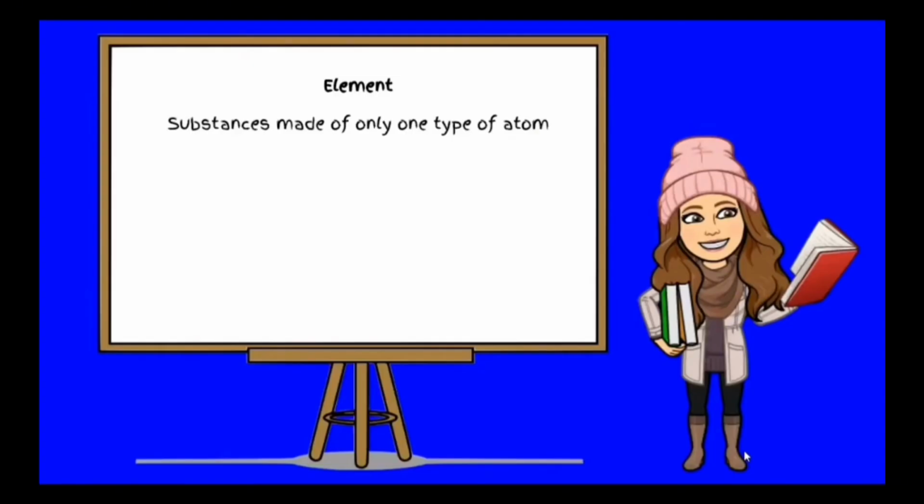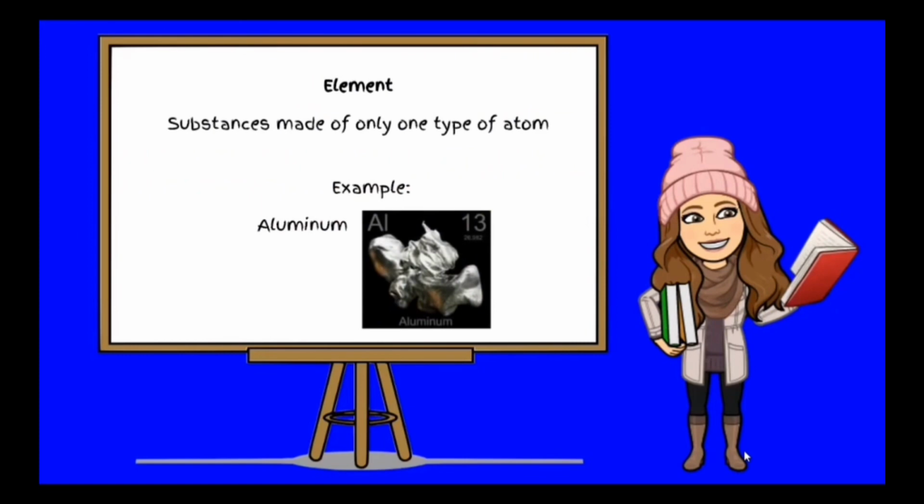Elements are substances made up of only one type of atom. An example of this is aluminum. Aluminum is made up of only aluminum atoms. Each element can be identified by its physical and chemical properties, which we will discuss in the next lesson. Elements cannot be broken down into different substances.